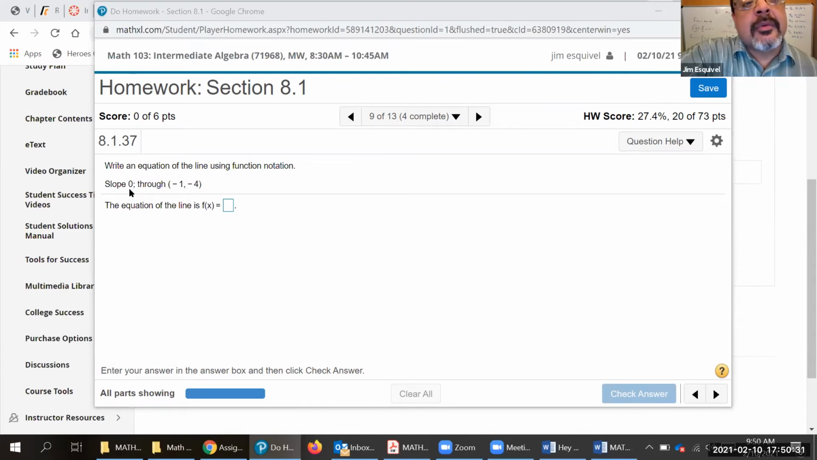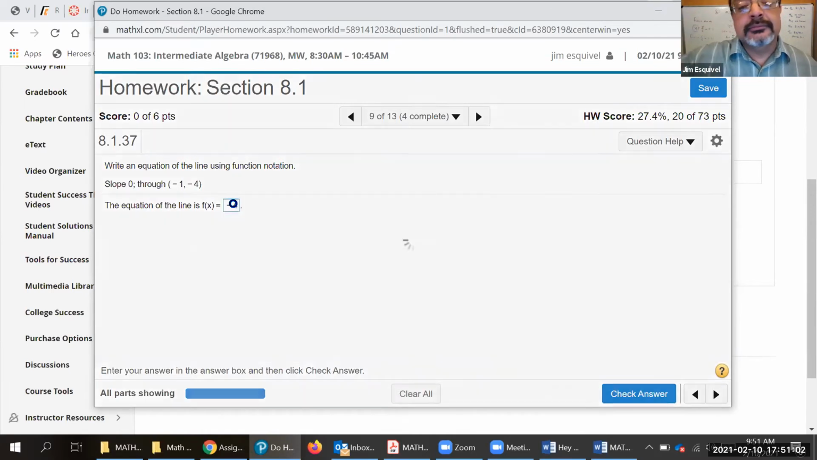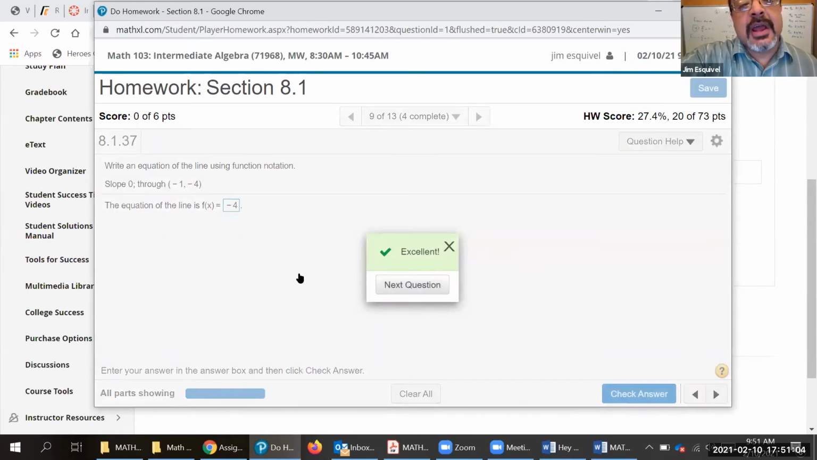On number 9, what kind of line is it if the slope is 0? Horizontal. Horizontal line, perfect. If it's horizontal, it's y by itself. If it's y by itself, y is going to equal negative 4. It's going to be this negative 4. So if y equals negative 4, then you just go f of x equals negative 4. Because it's a horizontal line. Slope is 0.